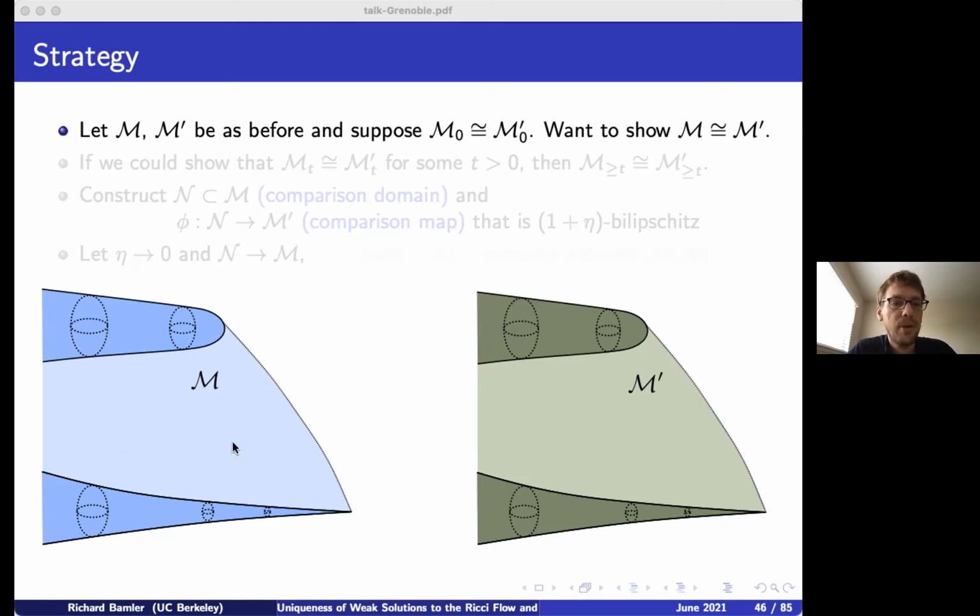Okay, so here's just one thought. If for some reason we could show that these flows had isometric time slices at some positive time t, well then after time t, the flow is just given by a smooth Ricci flow, just a non-singular Ricci flow. We definitely have uniqueness for those.